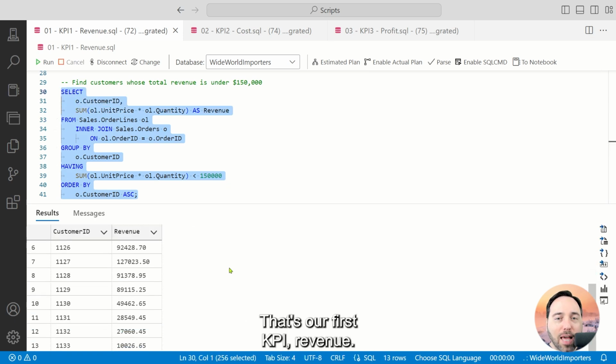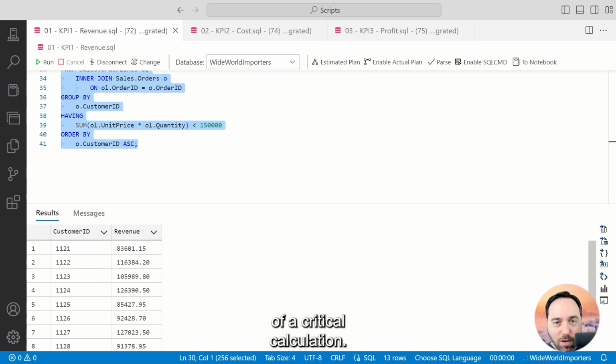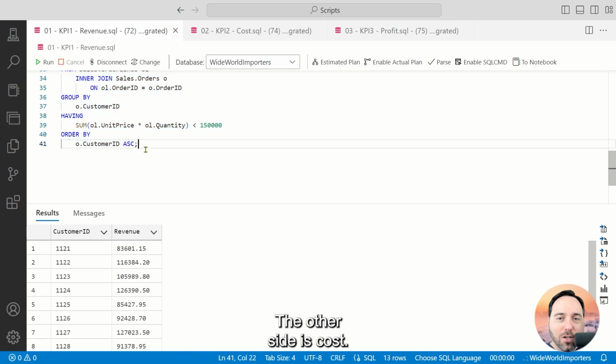That's our first KPI, revenue. But revenue is only one side of a critical calculation. The other side is cost. We need to know how much it costs to sell these products to our customers.